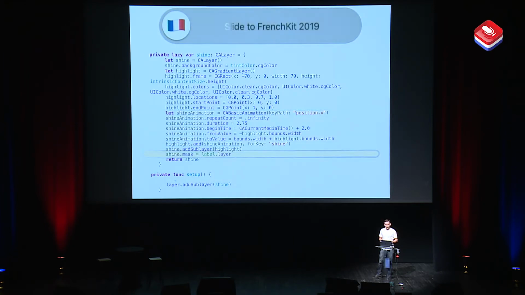All we have to do after that is put a mask on the containing layer. We'll use the label itself, which means that we're seeing the animating gradient through the text, rather than just seeing the gradient.